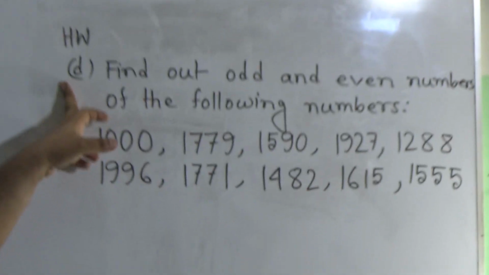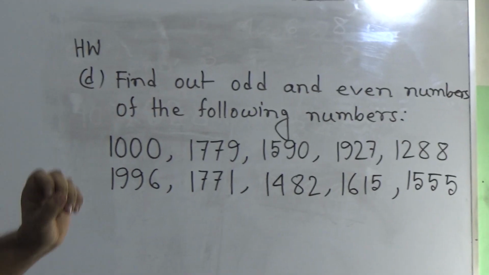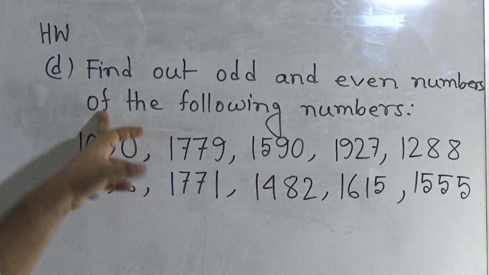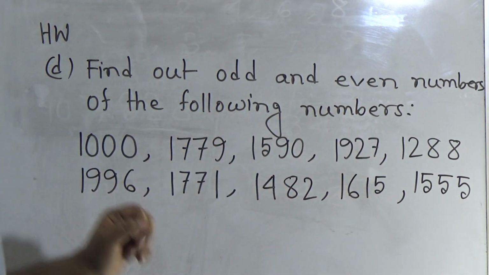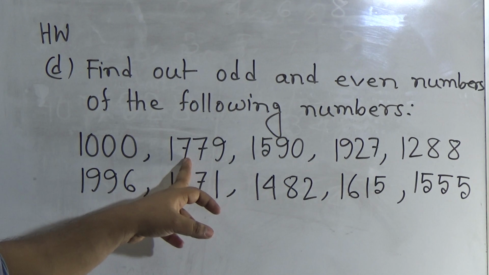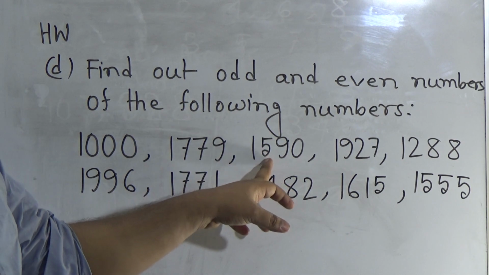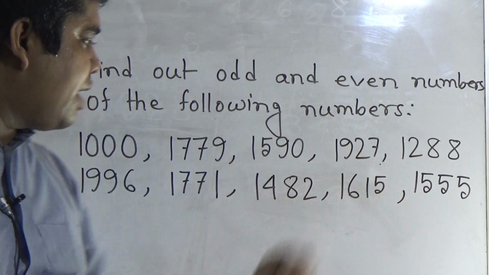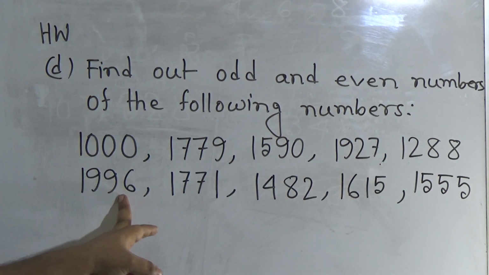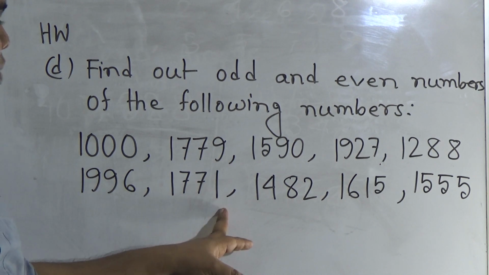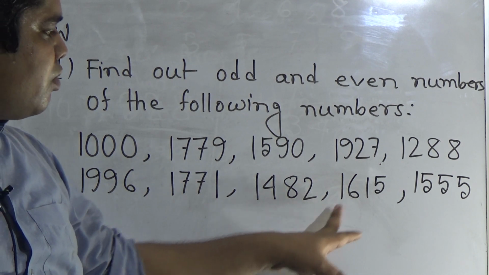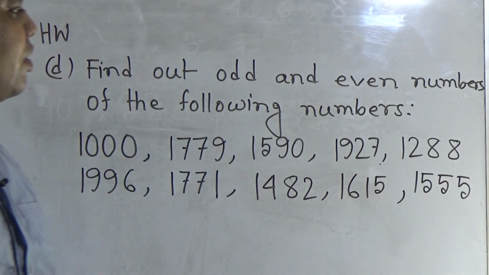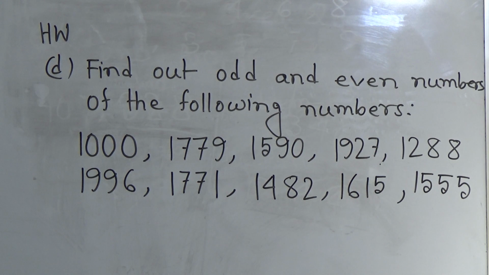Number D will be your SW, and SW number 12. The question is find out odd and even numbers of the following numbers. Okay, they are 1000, 1779, 1590, 1927, 1288, 1996, 1771, 1482, 1615, 1555. So my dear students, at first you write the answer.